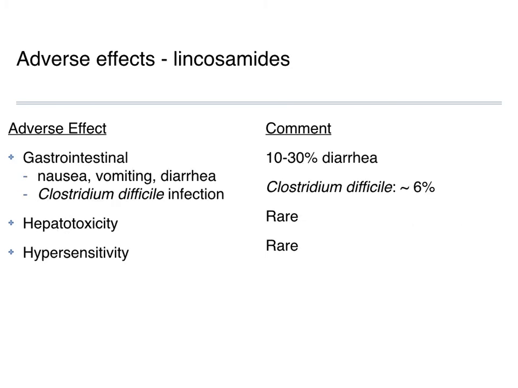So clindamycin also has GI side effects: nausea, vomiting, diarrhea. As you see, almost a third of patients can have diarrhea, which is not C. diff-related diarrhea, it's just kind of normal diarrhea. However, this drug can also cause C. diff infection, and when we think about the drugs that pose a risk for C. diff, clindamycin is thought to be the worst offender when it comes to C. diff, and so the drug that you would worry the most about.